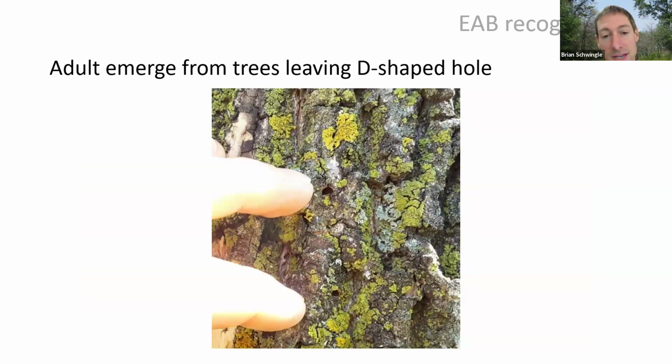When the adults emerge out of the tree, they leave these characteristic emergence holes that are flat on one side. So if they're oriented just right, they look like a D. But you can see my fingers are pointing to 2 exit holes, and you'll notice that they're flat on one side.